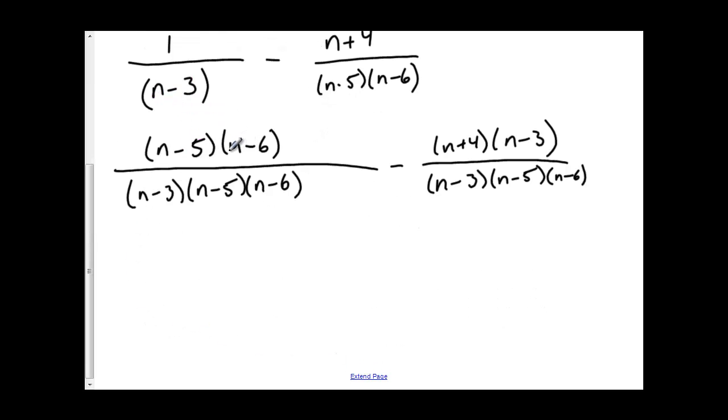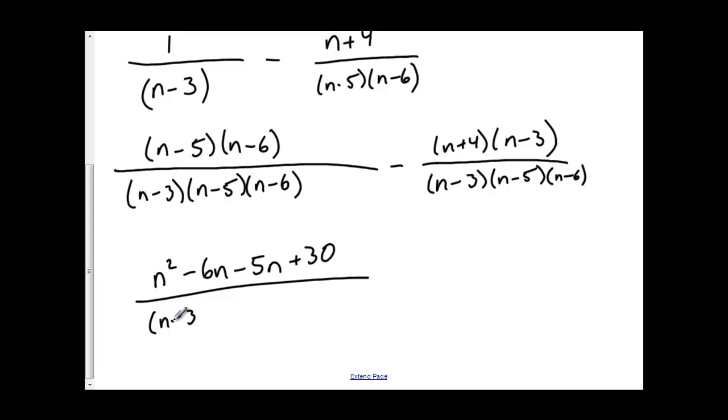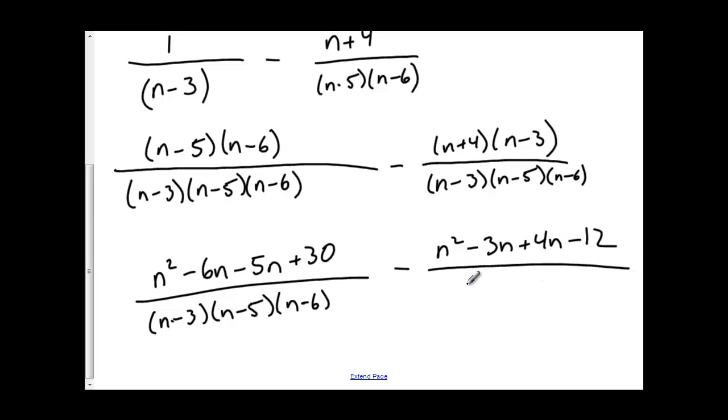Now I need to multiply out my numerators because I'm going to want to collect any like terms. So n times n is going to give me n squared minus 6n minus 5n plus 30 all over my denominator. On the other side, when I expand it out, I get n squared minus 3n plus 4n minus 12 all over my denominator, n minus 3, n minus 5, and n minus 6.